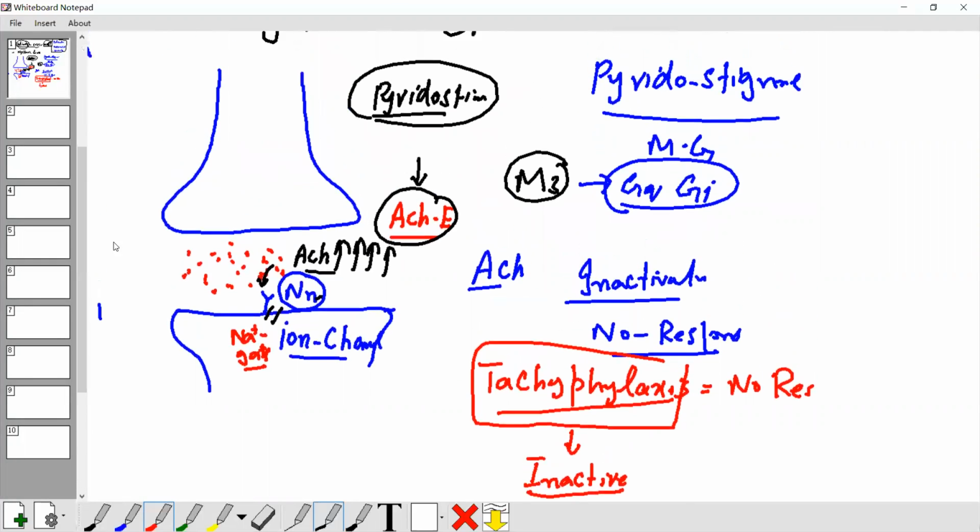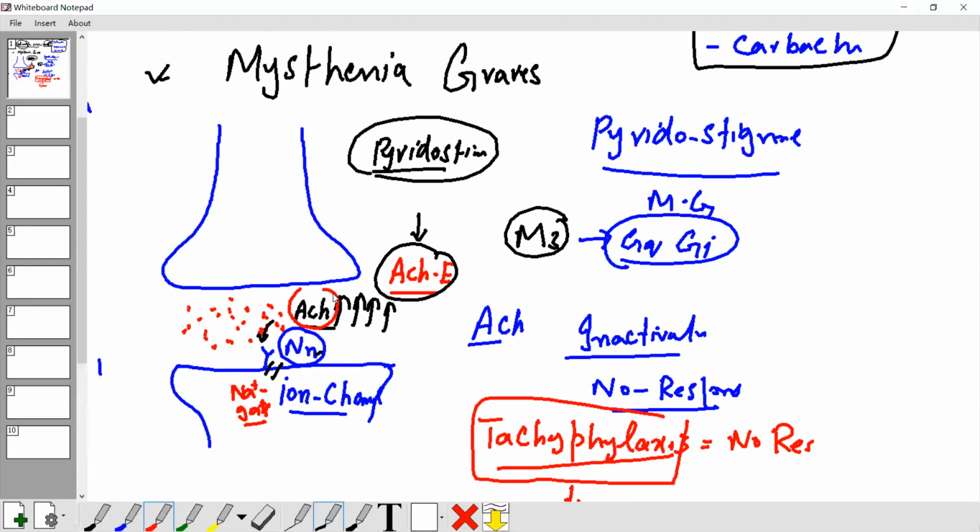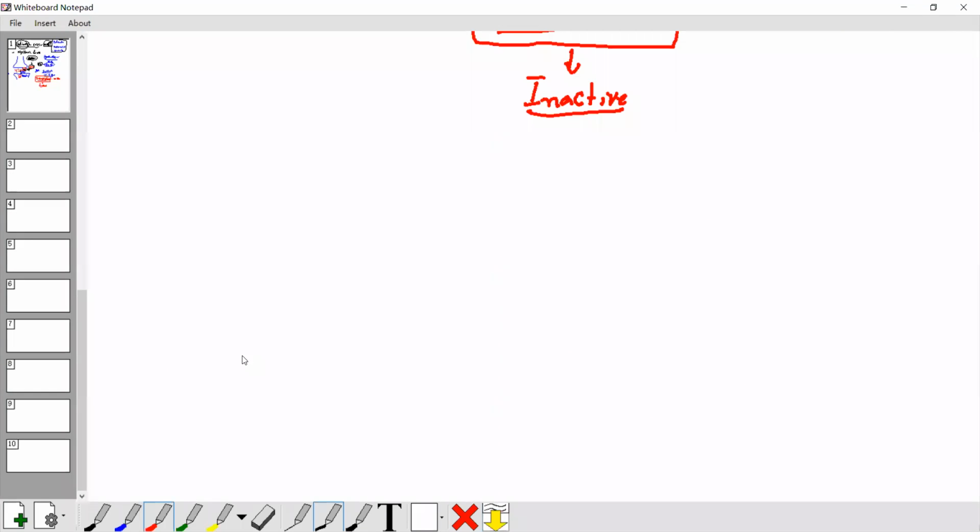So this happens in cholinergic crisis. Clear? Very high concentration of acetylcholine stimulates the receptor again and again. The receptor becomes inactive. Understand? If the receptor becomes inactive, then we again consider the patient a myasthenia gravis patient.